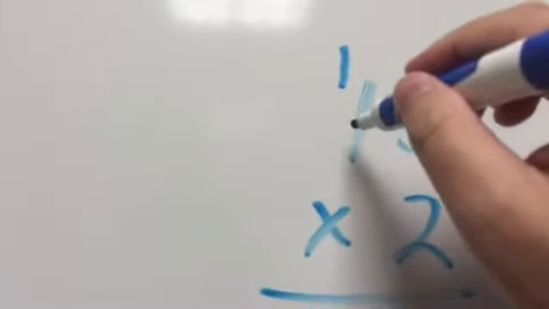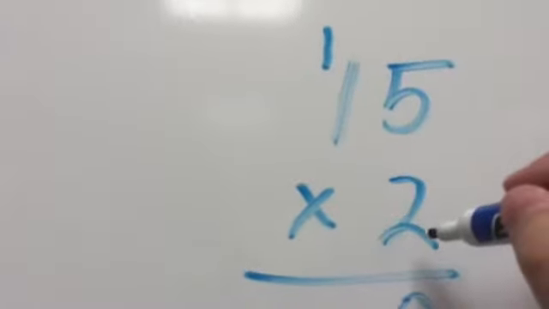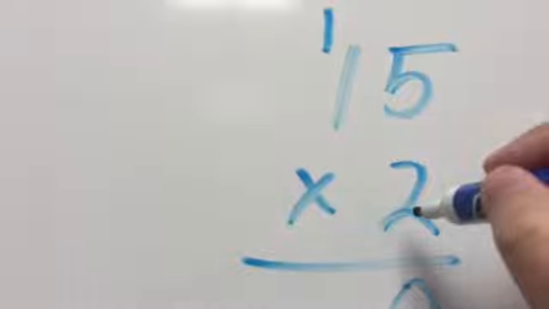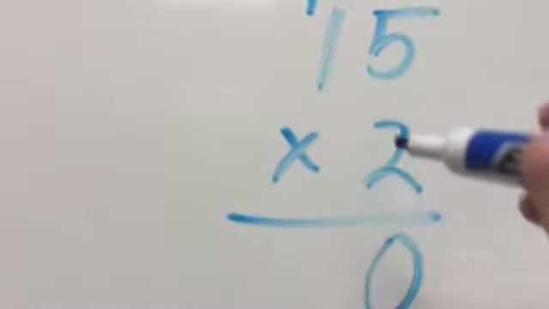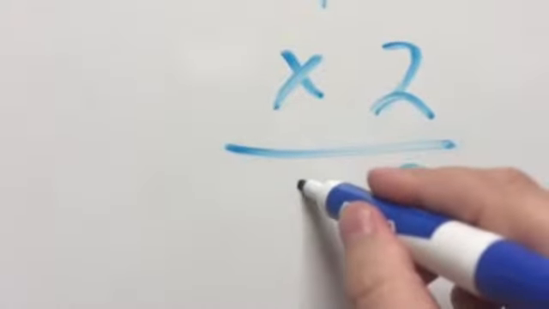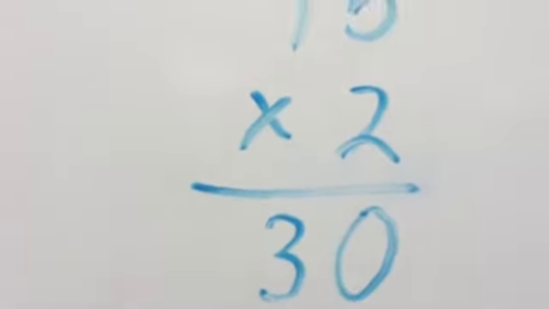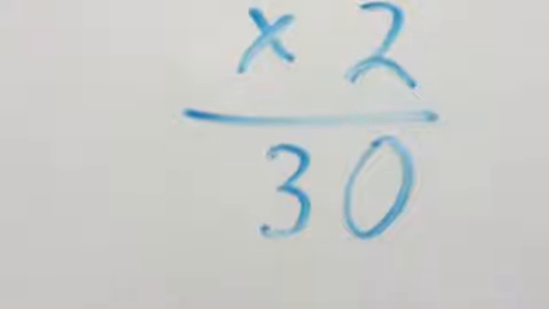Next, we're taking the 1 from 15 and multiplying it by 2. 1 times 2 is 2. Then we add the 1 we carried. 2 plus 1 is 3. So we write the 3 in the tens place, and therefore 15 times 2 is 30.